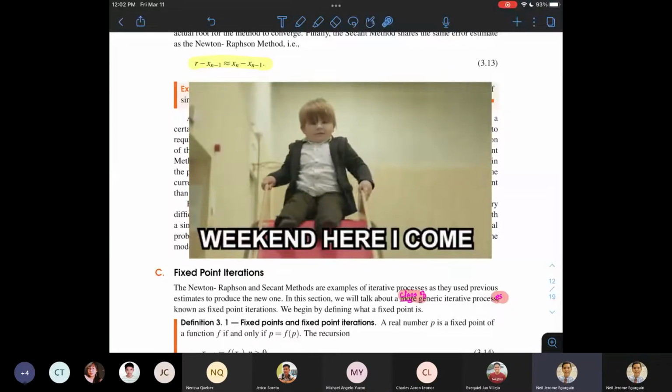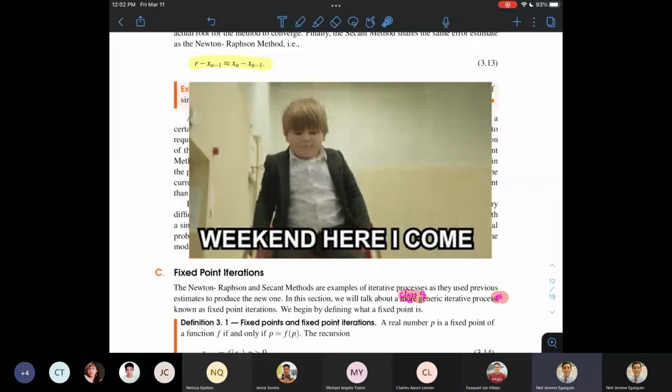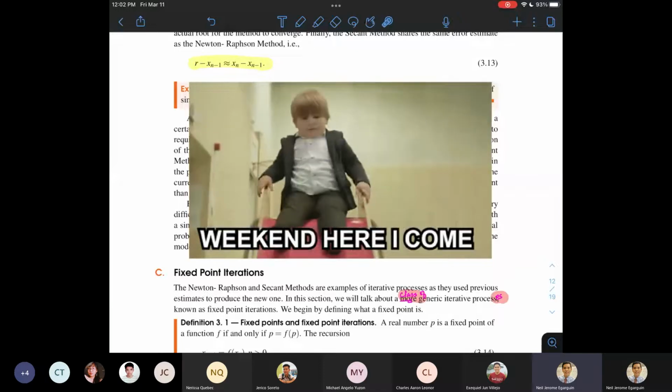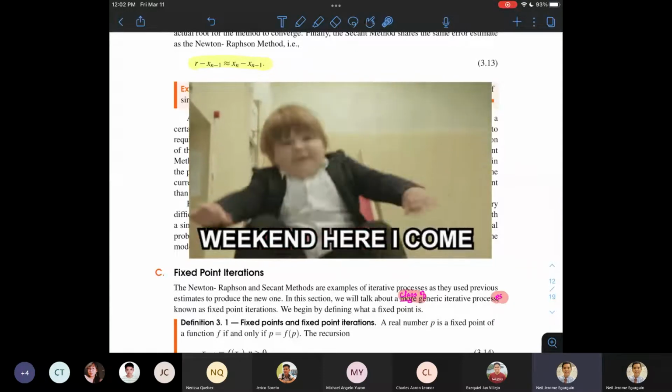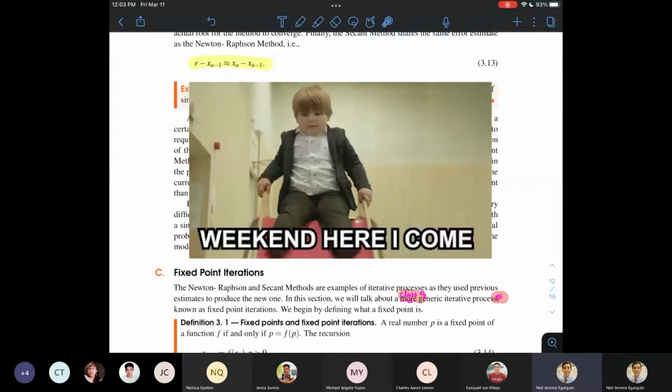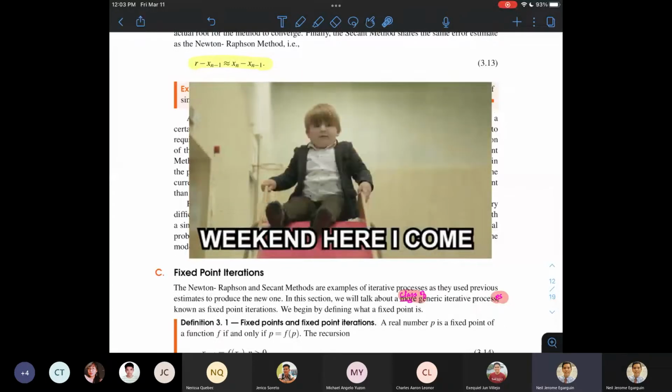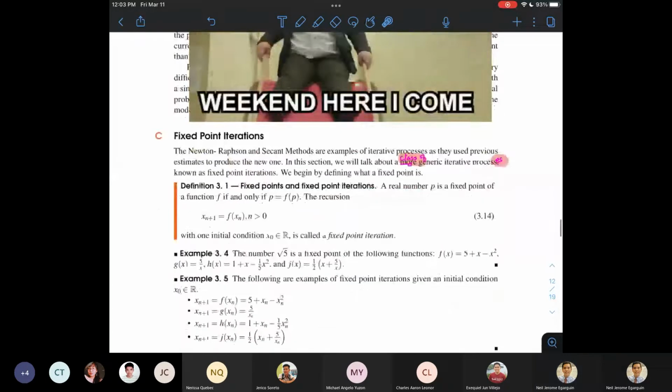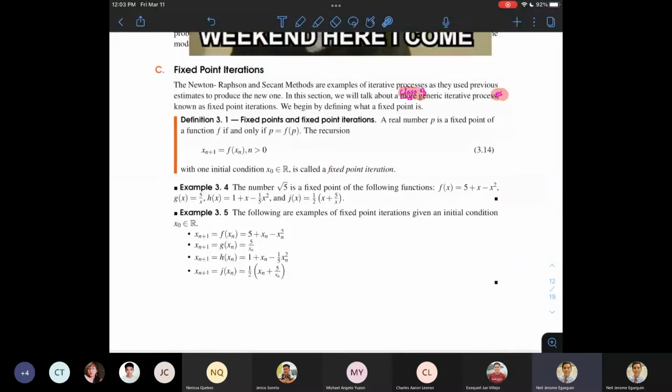Okay? So those are iterative processes, and now we will venture into some more generic type of iterative processes. And you will realize that the Newton-Raphson and the secant method are special cases nitong tinatawag nating mga fixed point iterations. All right? So let's begin with looking at what are fixed points and what are fixed point iterations.